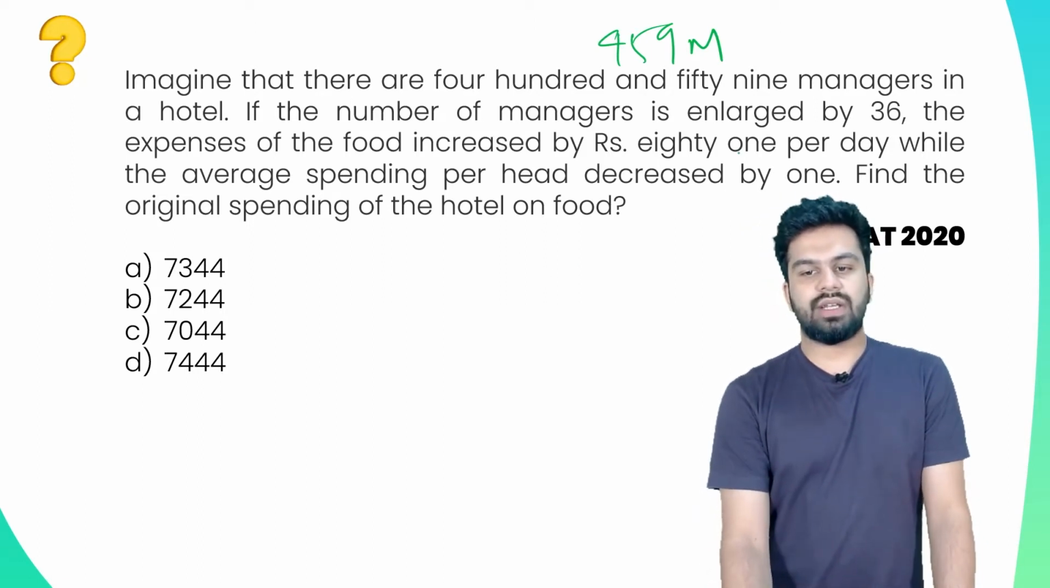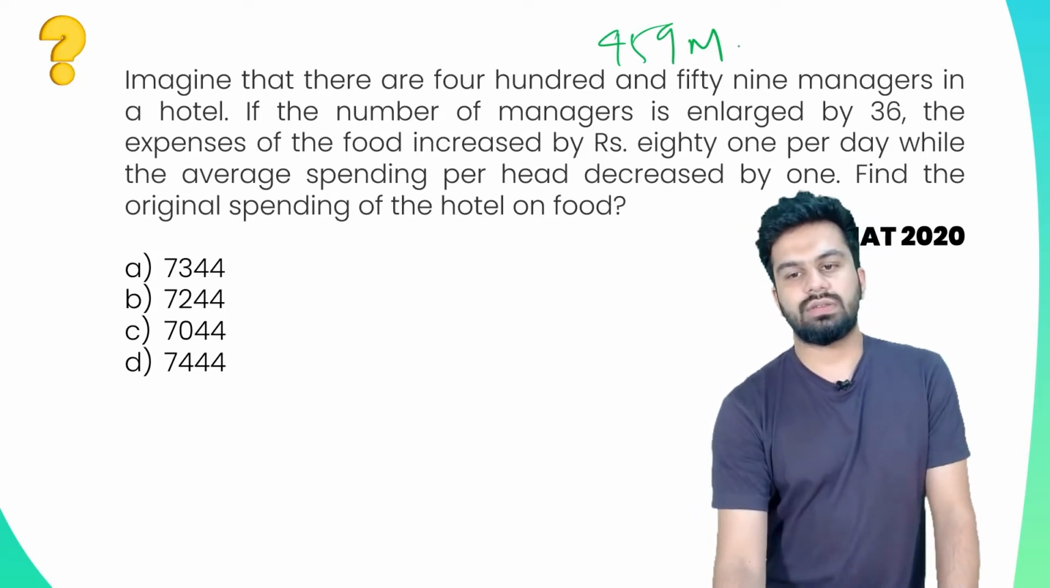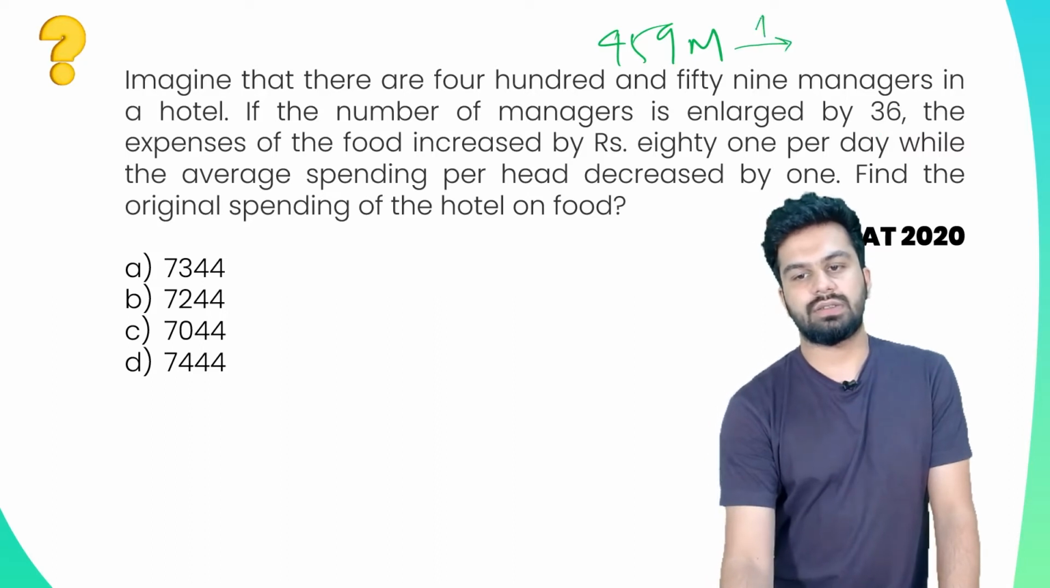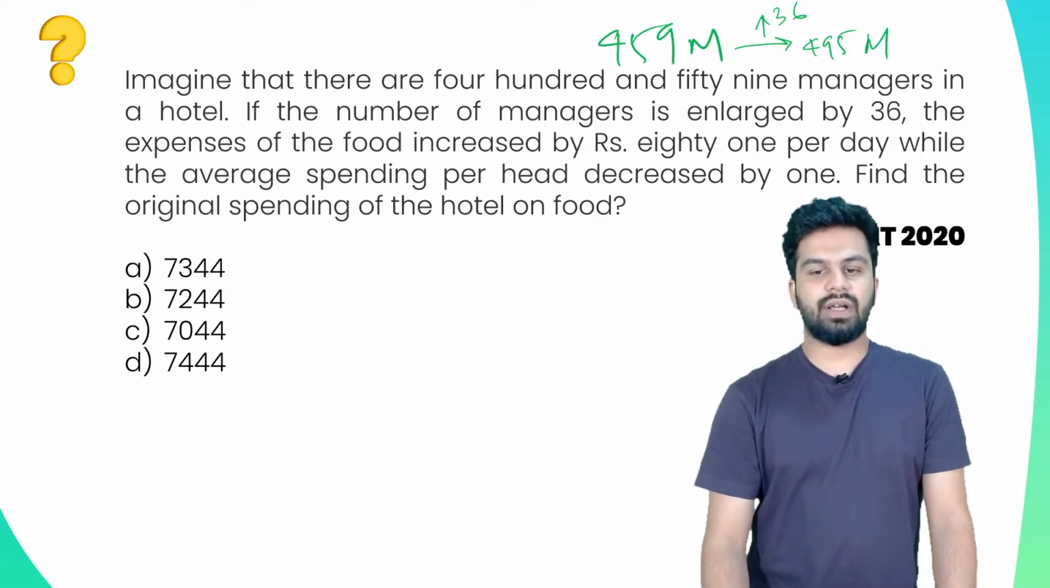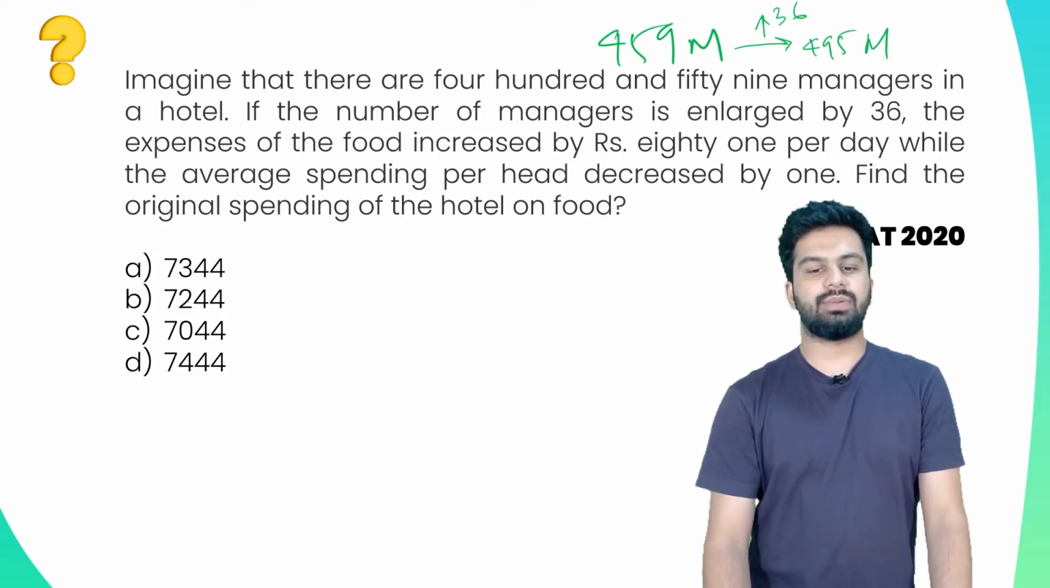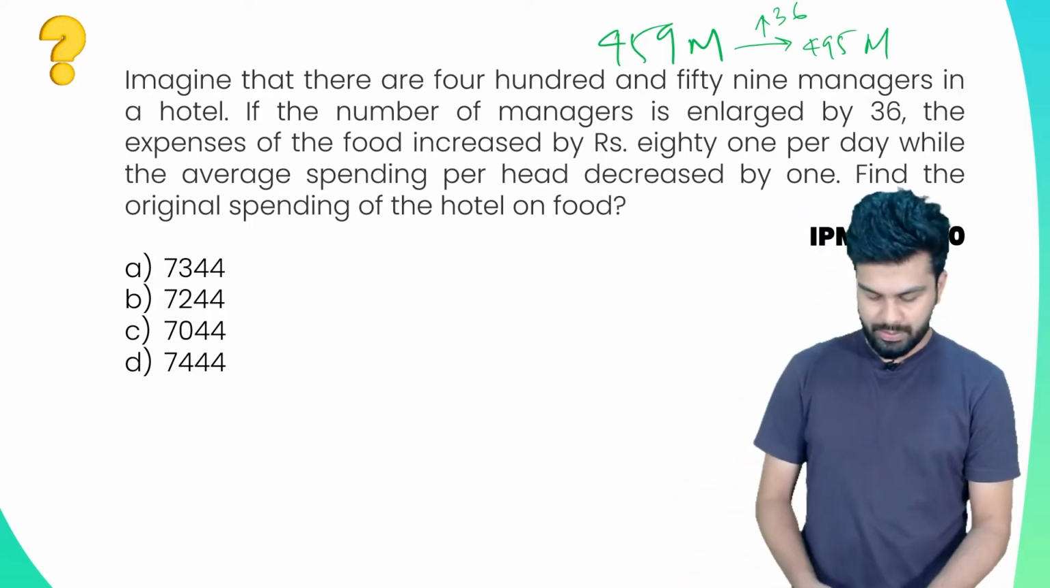If the number of managers is enlarged by 36, okay, this is increased by 36, remember, it becomes 495 managers, right? The expense of the food increased by rupees 81 per day while the average spending per head decreased by 1. Find the original spending of the hotel on food, that is what the question asks. So I'll give you 1 minute and your time starts now.